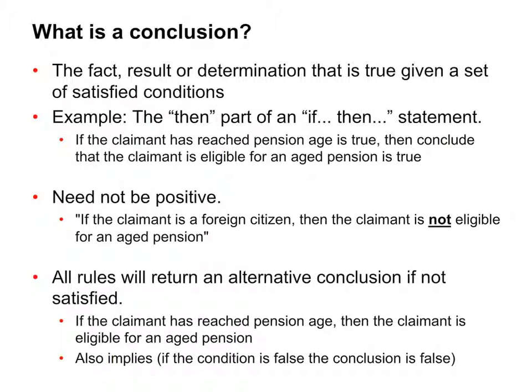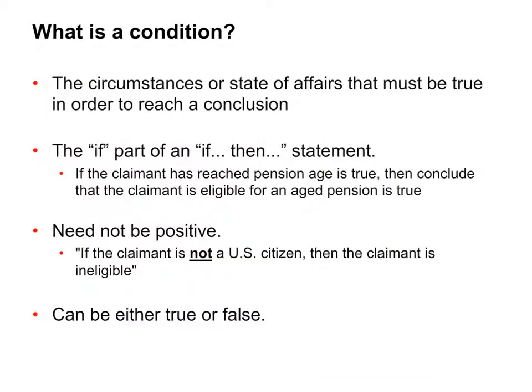A conclusion need not be positive. For example, if the claimant is a foreign citizen, then the claimant is not eligible for an aged pension. All rules in Oracle policy modeling are assumed to have an implied and automatic opposite conclusion. That is, if the set of stated conditions is known to be false, then the opposite of the stated conclusion must be true.